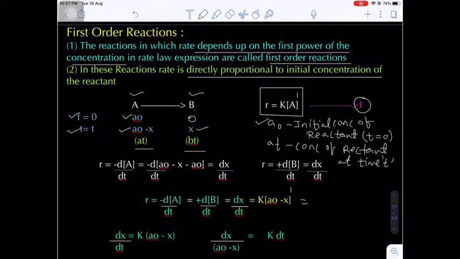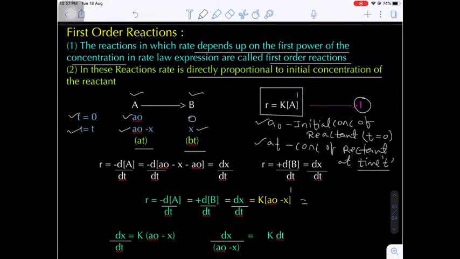What is A0? It is the initial concentration of the reactant when the time t is equal to 0. And what is At? It is the concentration of the reactant at a time interval t.